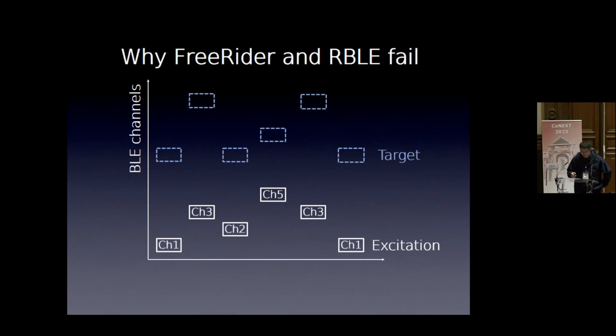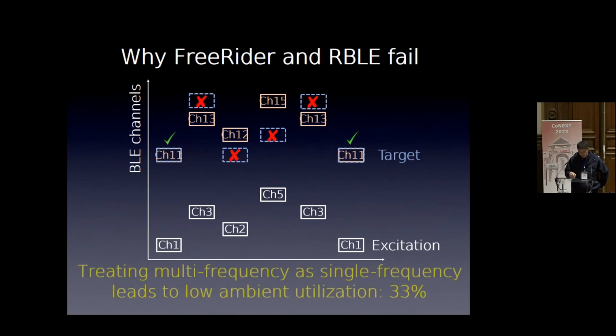But the problem is that FreeRider and RBLE treat the multi-frequency as single frequency. So the backscatter signal is diverse, but it does not match the target channels. If the backscatter packet is not in the target channel, the transmission would be invalid. Therefore, the prior systems suffer from low ambient utilization, and the utilization is 33% in this case.